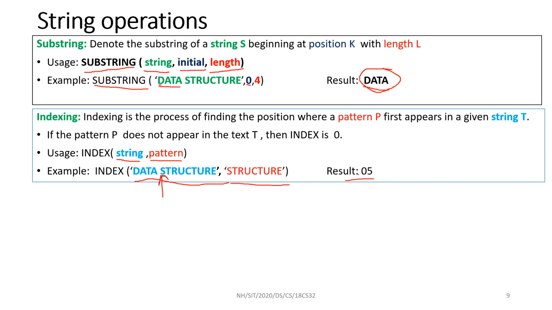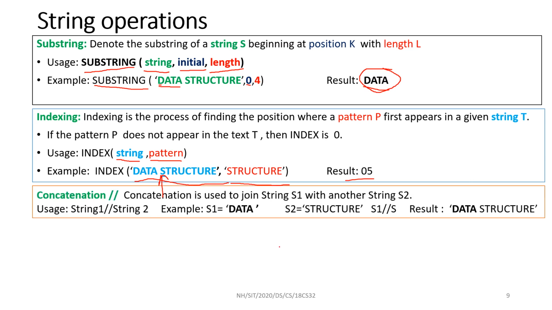Okay, that is indexing. The function is index, which requires two parameters: one the source string, the other the pattern string. Third is concatenation, joining of more than one string. This symbol can be used, two slashes. Suppose s1 is my string, s2 is my other string. How are these two joined? S1 and S2 are joined. S1 is the first part of the string in the result, and S2 is placed after S1.